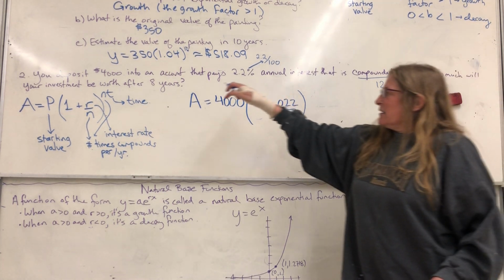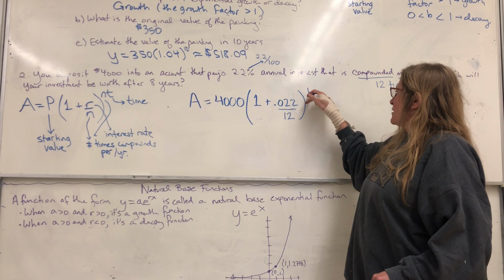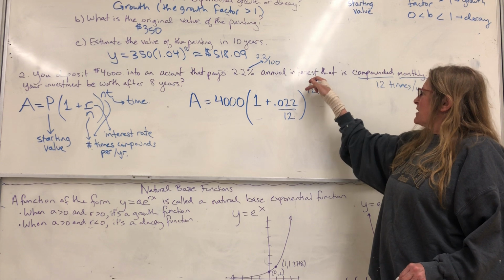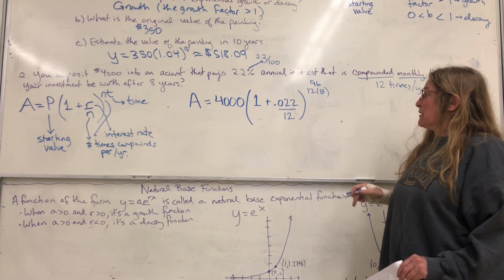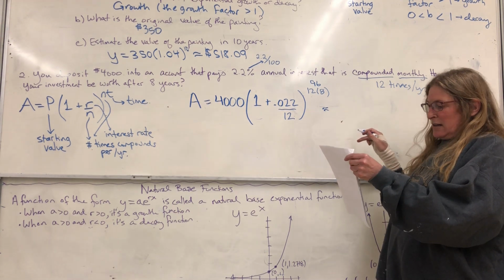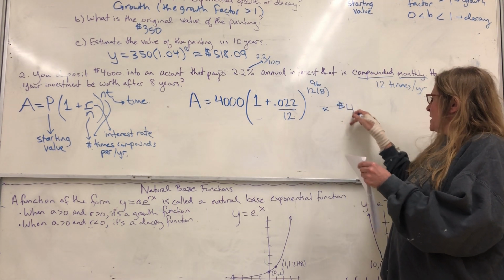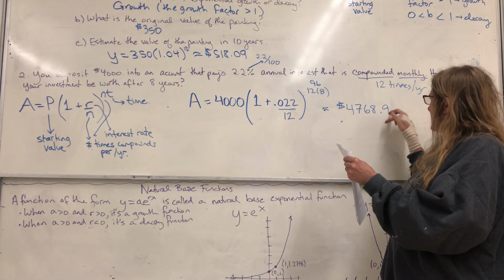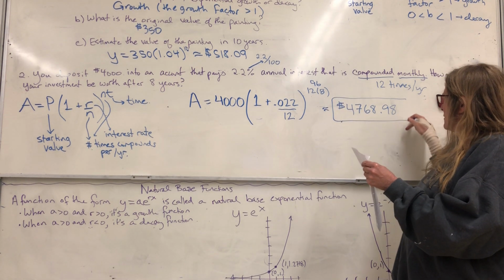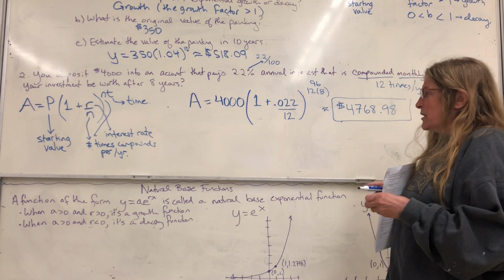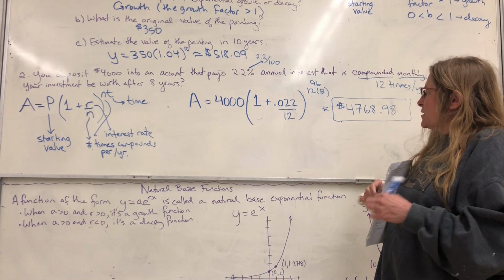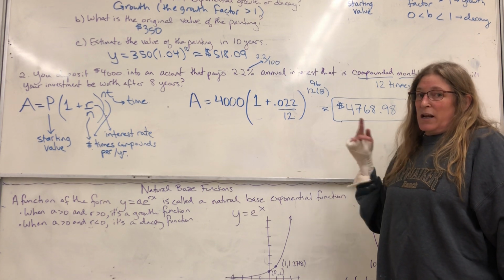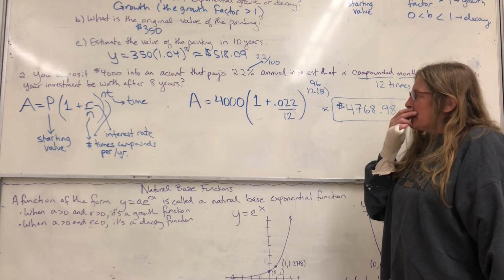And then it says we're going to leave it in there for 8 years. Right? So here, I might want to put this as 96 in my calculator, 12 times 8. And if I punch that into my calculator, my $4,000 investment is going to be worth $4,768.98 after 8 years. Right? So this formula we use when we have a specific number of times our interest is compounded per year. I'm doing this one because we're actually going to do one with continuous compounding, which is slightly different.